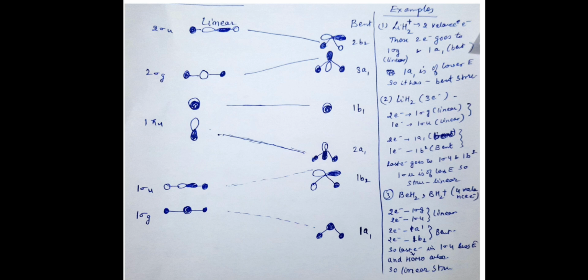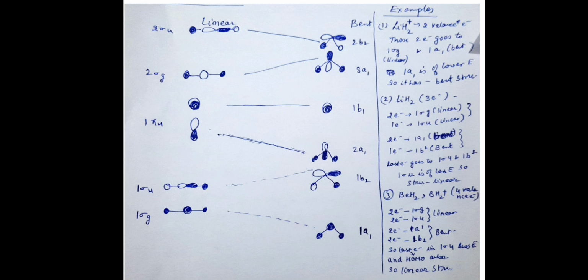1 sigma g has slightly higher energy than the 1a1 of bent shape. Linear का 1 sigma u है, उसकी कम है, 1b2 की ज़्यादा है. नॉन बॉन्डिंग में 1 pi u, 2a1. इसी तरह से 1 pi u का दूसरा है 1b1. These two are non-bonding. 2 sigma g, and lastly linear. इस तरह से correlation diagram of energy. You have to learn this.